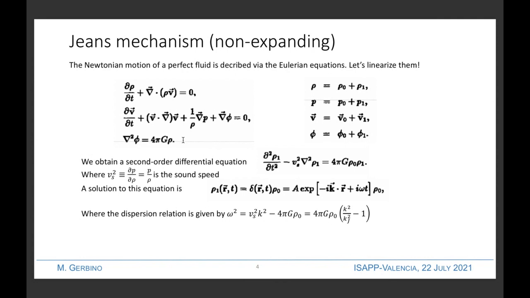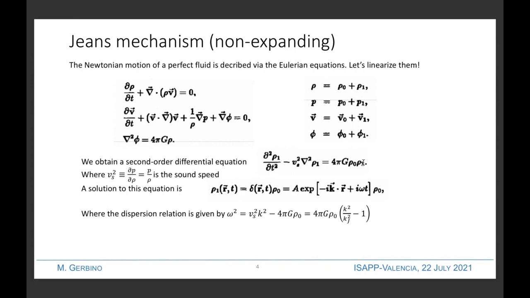Once we have done that, we can combine these three equations together in one second order differential equation that describes the evolution of the perturbation to density. In this equation, the second order differential equation, this Vs term here is the sound speed, which is defined as the ratio between pressure and density in this specific case.